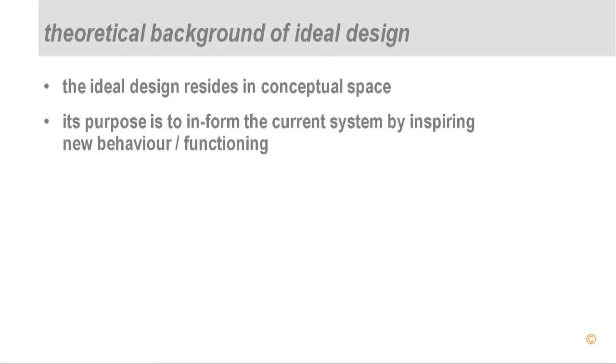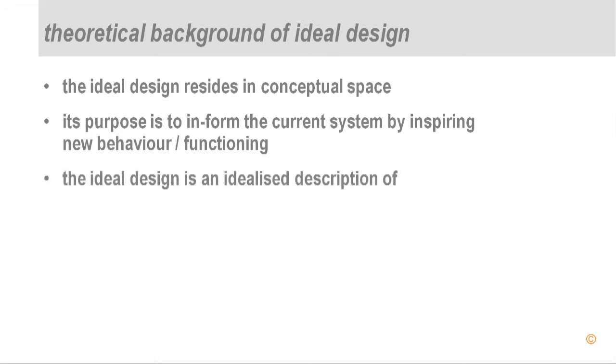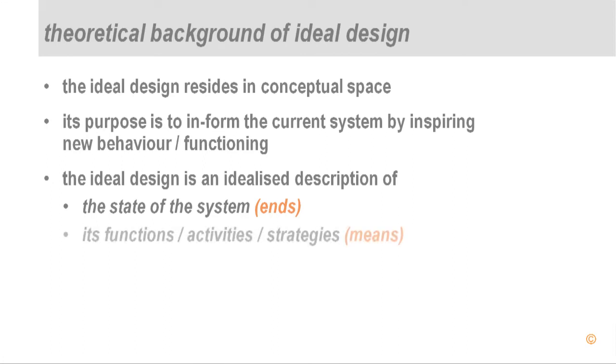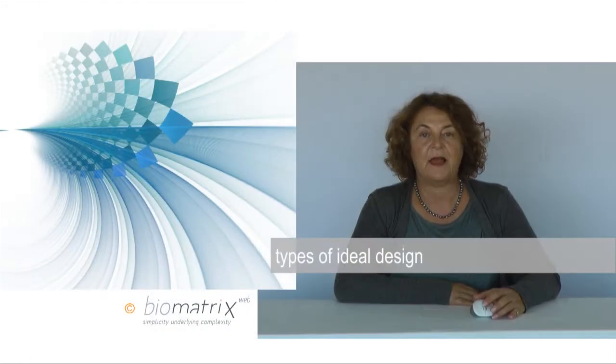The ideal design is an idealized description of the state of the system, that is an end description, of the functions or activities or strategies of the system, that's its means, and then the outcomes that are being achieved by those functions. There are different types of ideal design.